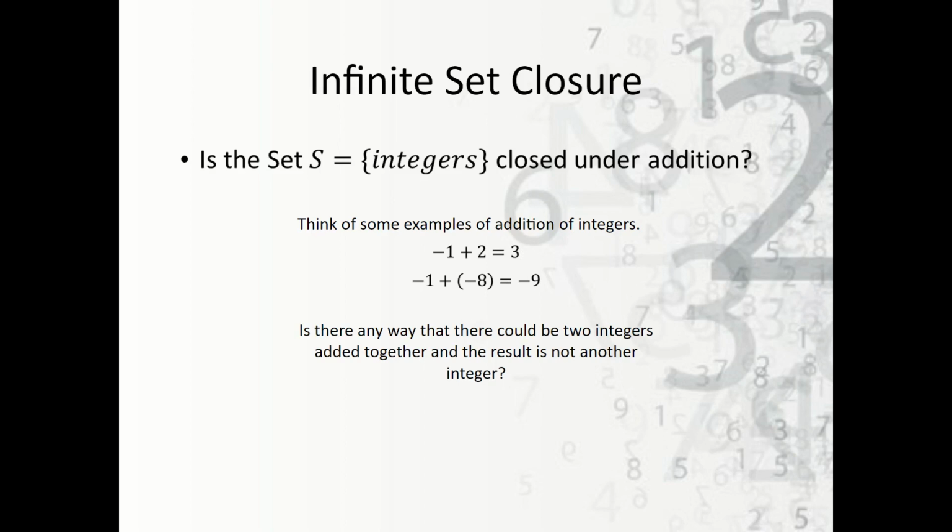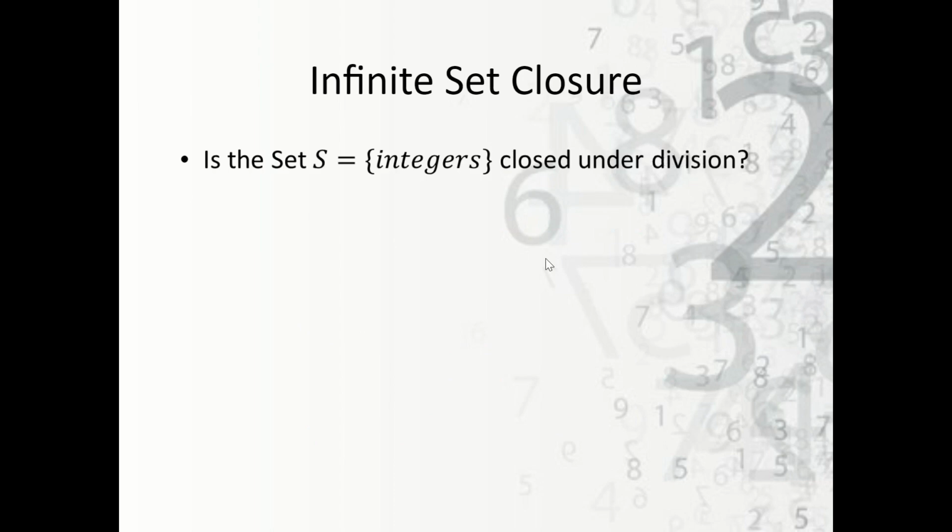Is there any way we can add two integers together and not get an integer? If I add any two negative integers, is there any way to get a fraction out of it? Is there any way to get a real number out of it? Is there any way to get a complex number out of it? Well, no, there's not, right? Any time I add any two whole numbers together, I should get another whole number. So therefore, there is no way to add two integers together without getting another integer, so the set is closed.